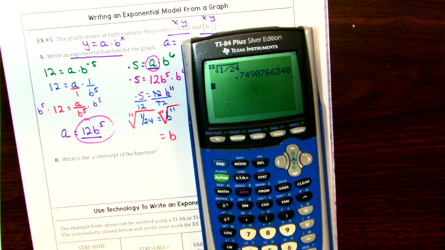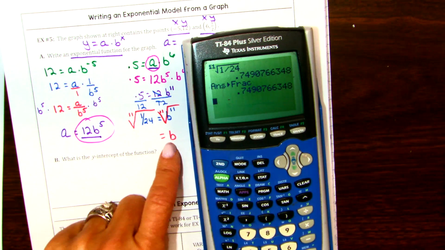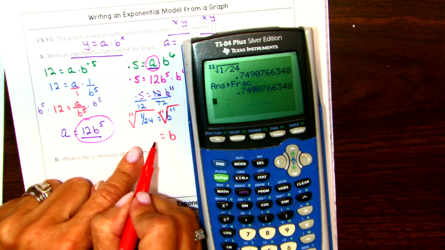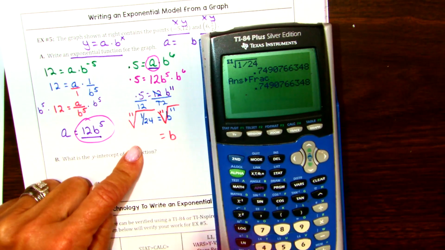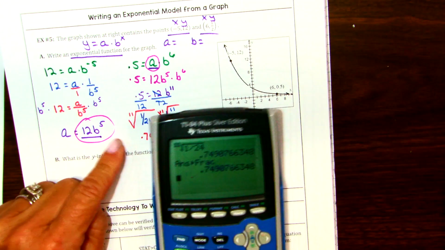And I get another yucky decimal. So we always want to try math, enter, enter with those. And sometimes, like right now, we can't make it a fraction. That's called an irrational number. A decimal that can't be written as a fraction is irrational. But we're at the end. There's nothing else for us to do to find b, so this is when we will have to round. So we will round to 3 decimal places, 0.749.